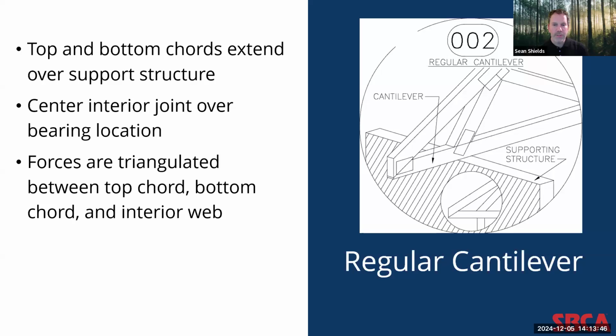So it's very important that the interior joint be centered on the support structure and contact between the bottom chord and the bearing area is maximized. In this case, instead of bending forces being transferred to the heel joint through the top chord, those forces are triangulated between the top chord, bottom chord, and the interior web.